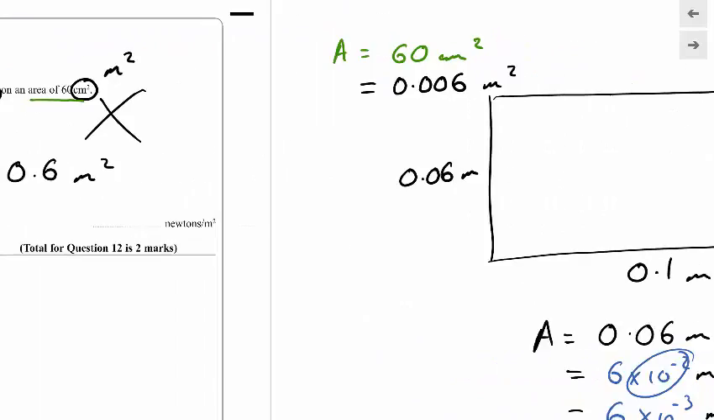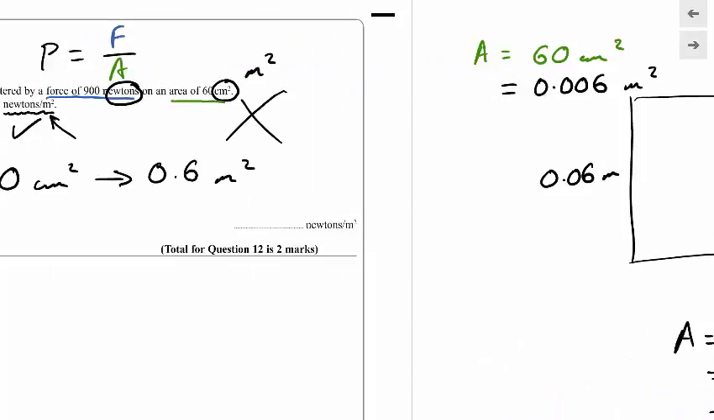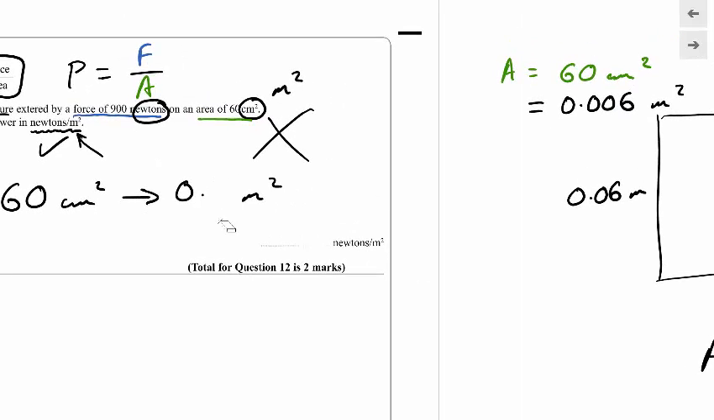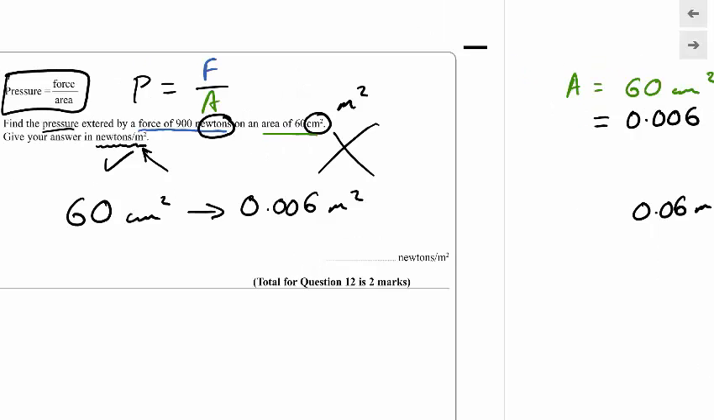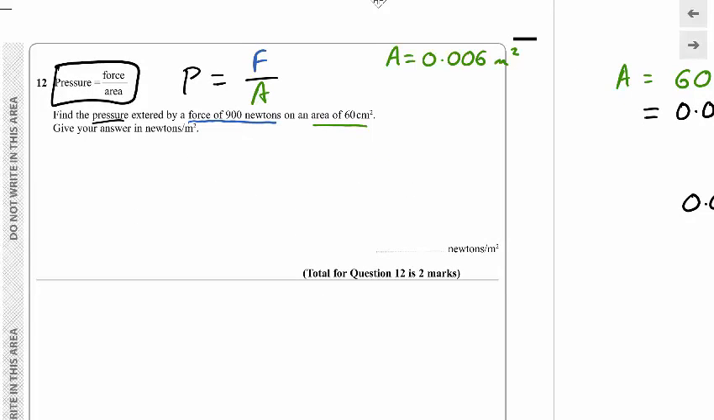You could think, right, I know how to form a shape which has an area of 60 centimetres squared, and then I just convert all the lengths into metres and work it out from there. So in other words, this 60 centimetres squared is actually 0.006 metres squared. Now I can do my pressure formula. So let's just work it out.